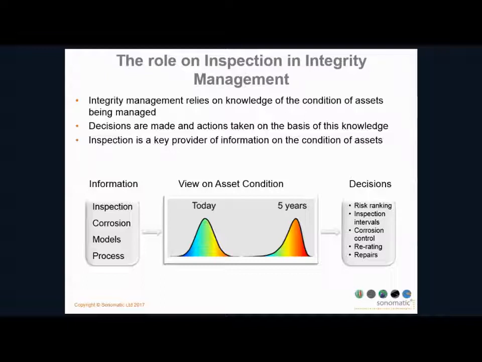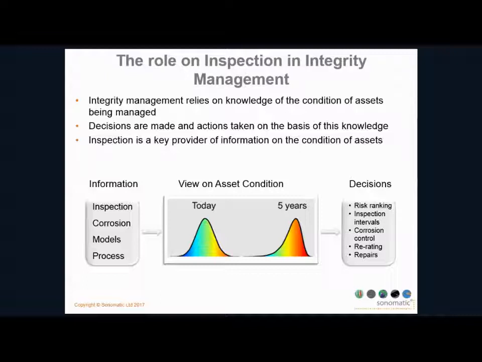It's also worth saying there's a degree of uncertainty around asset condition. You may be reasonably confident that you've lost a certain amount of wall thickness, but there's equally some likelihood that the amount of wall loss might be larger than that. So there is a degree of uncertainty which relates to the amount of information that you've got.